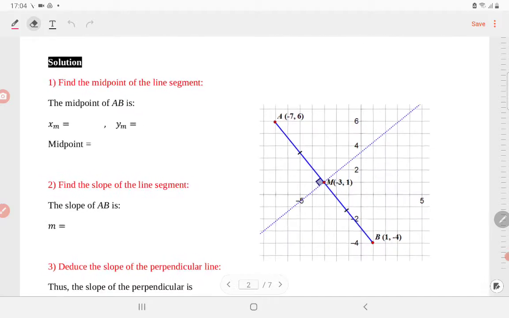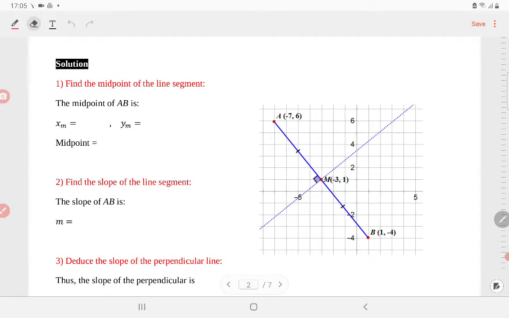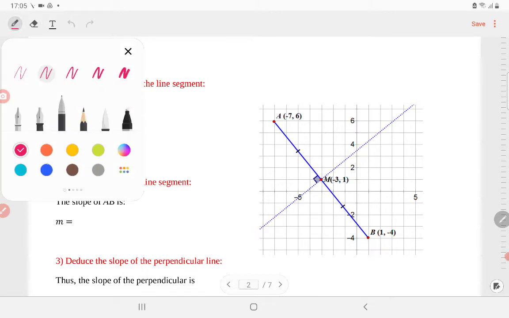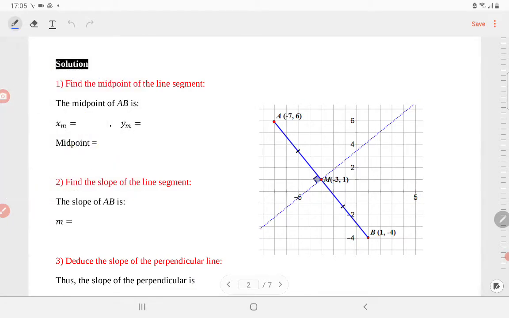We've got xm, and remember that's (x1 plus x2) divided by 2, and ym, (y1 plus y2) divided by 2. So let's label them as x1, y1 and x2, y2, and so the midpoint would be (-7 plus 1) on 2, and (6 plus -4) on 2.